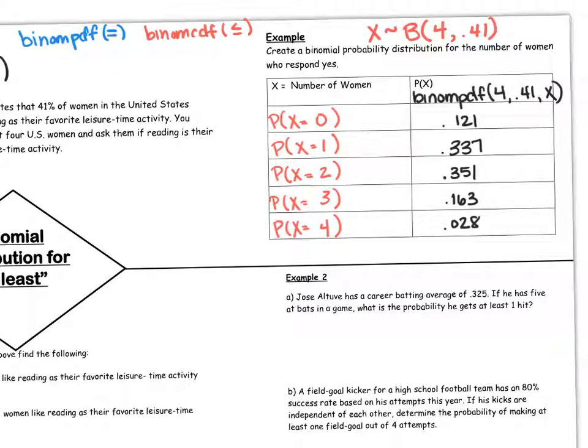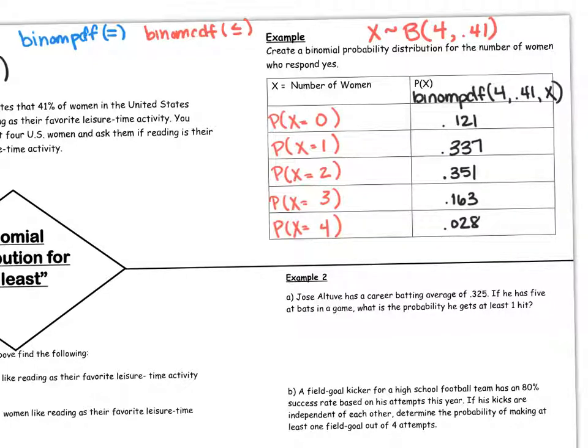So here are the values we get. And notice this. What should those values add up to? Let's verify they add up to 1. We have 0.121 plus 0.337 plus 0.351 plus 0.163 plus 0.028, and we get a total sum of 1. Why is it perfect? Because we rounded off correctly for each value.